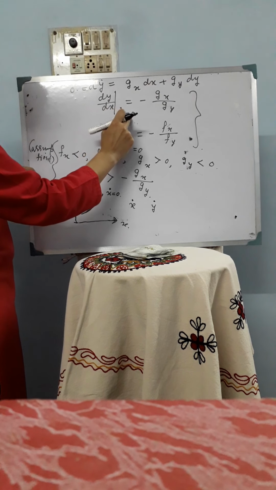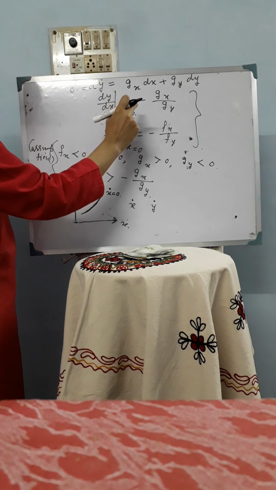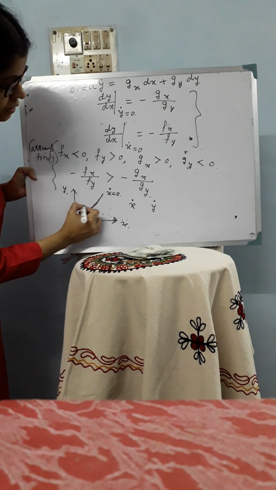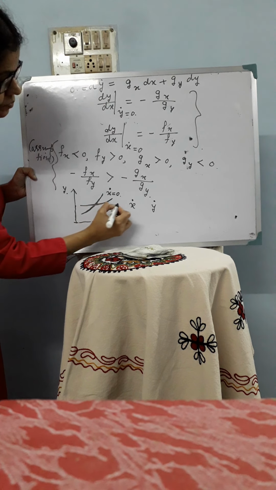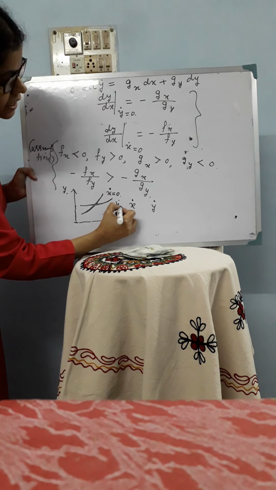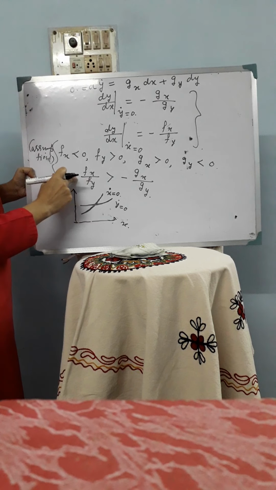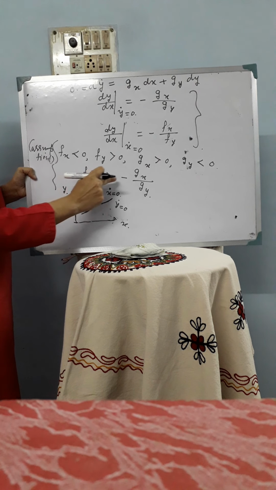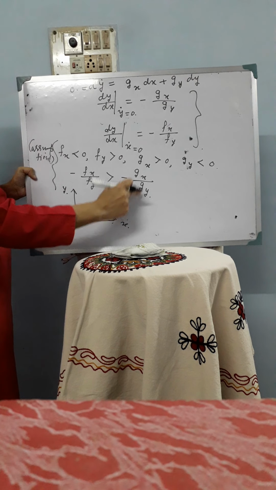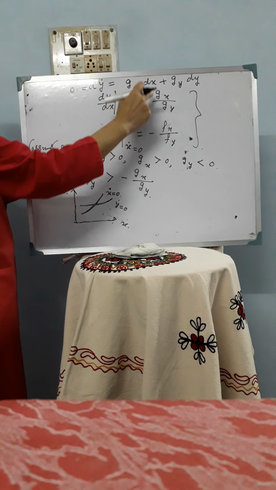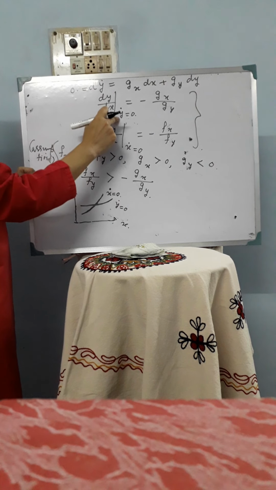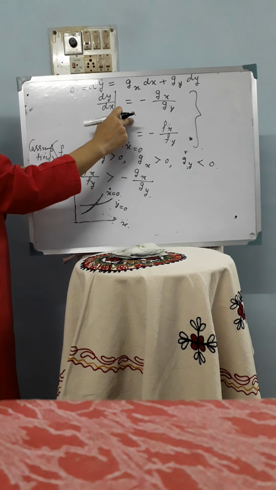And what is the y dot curve? The y dot curve is flatter than the x dot curve. Why is it flatter than the x dot curve? Because we have assumed that minus fx by fy is greater than minus gx by gy. Now what is minus gx by gy? Minus gx by gy is the slope of the y dot is equal to 0 curve.